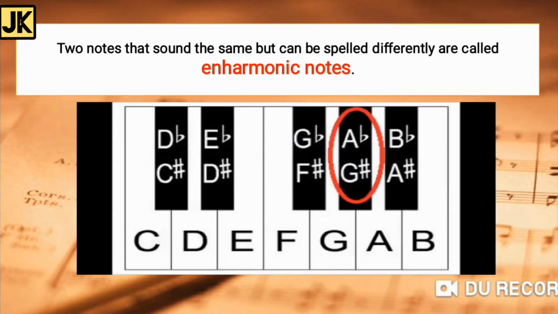Take a look at this. You can see the black keys are given two names. Whatever you call it, when you press it, it will produce only one particular sound. So when two notes sound the same but can be spelled differently, they are called enharmonic notes. A sharp and G flat are enharmonic notes. C sharp and D flat are enharmonic notes. D sharp and E flat are enharmonic notes, and further.